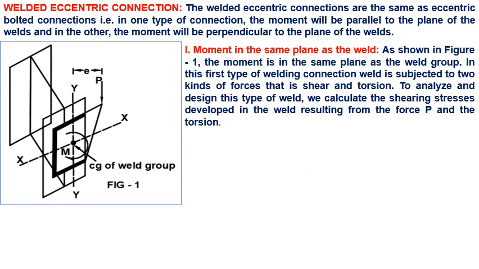Now we take the first type of connection, movement in the same plane as the weld, as shown in figure first. In this first type of connection, the weld is subjected to two kinds of forces, that is shear and torsion. To analyze and design this type of weld, we calculate the shearing stresses developed in the weld resulting from the force P and torsion.